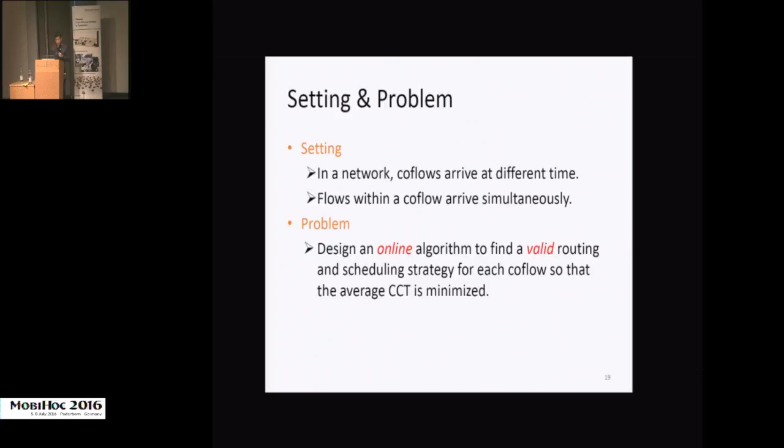I want to add more words on the words online and valid. Online means that the information of a Coflow is given only at its arrival, which means we have no prior knowledge of the subsequent Coflows. And valid here implies the constraints of the network and also of the Coflow should be met.